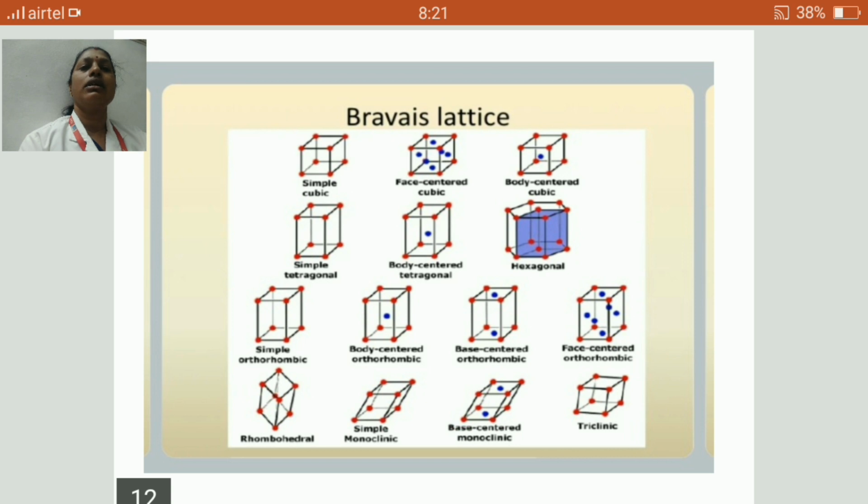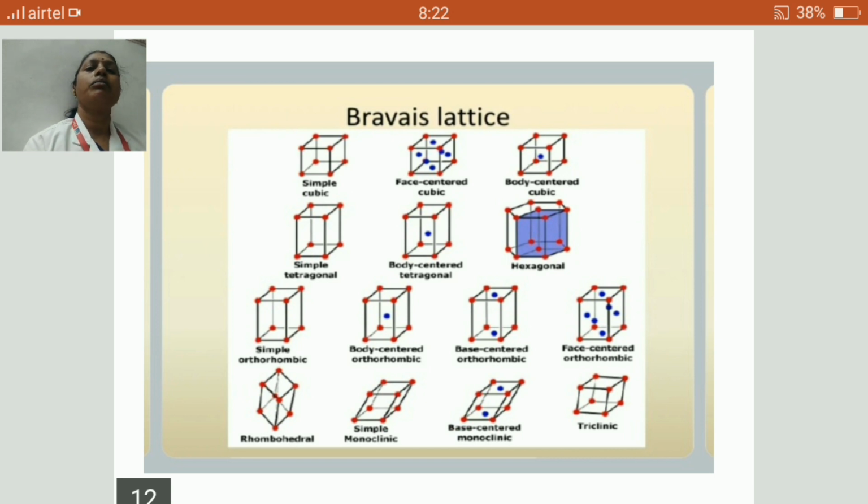Then in tetragonal, there are 2 possible arrangements of atoms. Simple tetragonal means the 8 corners are occupied by atoms, and body-centered tetragonal means that along with the 8 corner atoms, one body-centered atom is also present. In hexagonal, only simple hexagonal is possible. In simple hexagonal there are 3 layers, the top layer, bottom layer and middle layer, and all the layers are occupied by atoms.